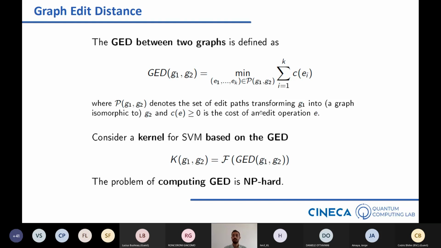So you can use the graph edit distance, defined like this, to define a kernel that you can use in a support vector machine, for example. The kernel is going to be some function of the graph edit distance between the two graphs, so the two points of your dataset. What does operation mean? Operations are insertion of edges. You can insert edges, delete edges, insert vertices, or delete them.